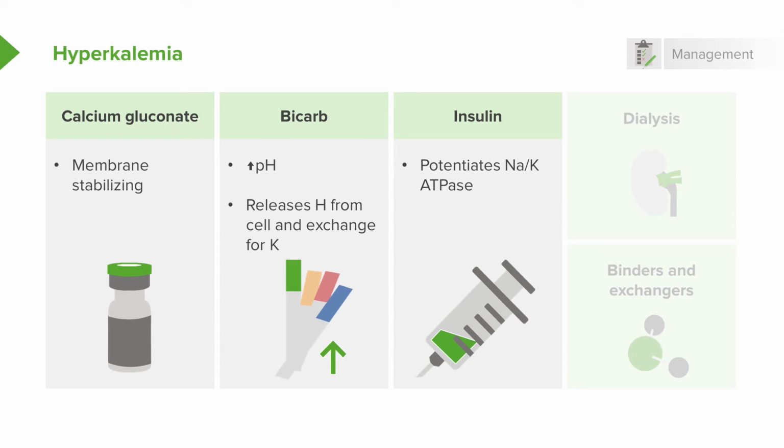Insulin is important because it potentiates the sodium-potassium ATPases, allowing the maintenance of the normal transcellular gradient of mostly intracellular potassium and extracellular sodium. If all those mechanisms don't work, we can institute dialysis or use binders and exchangers. An example of a binder and exchanger is Kayexalate.